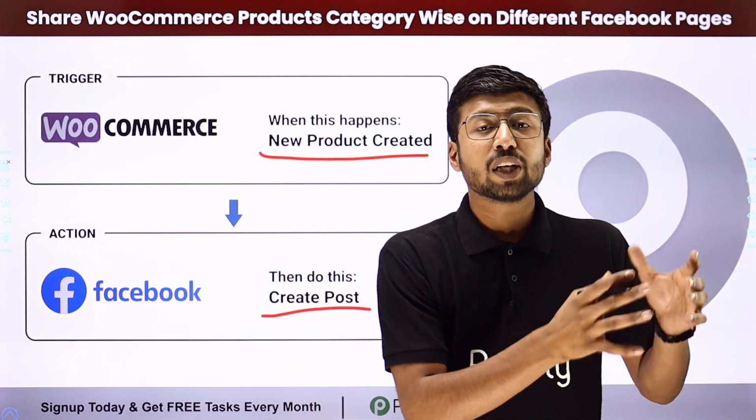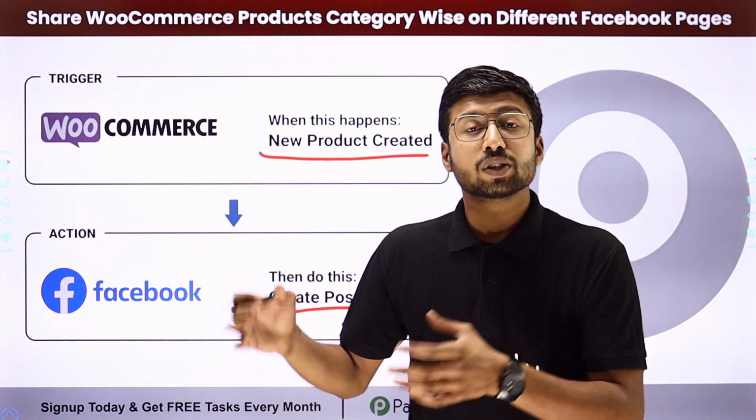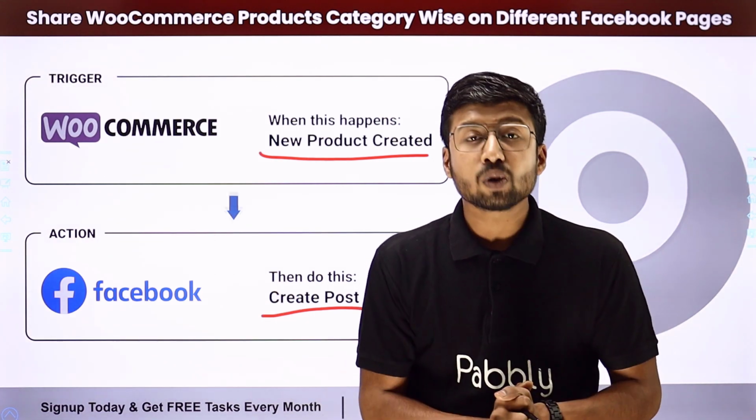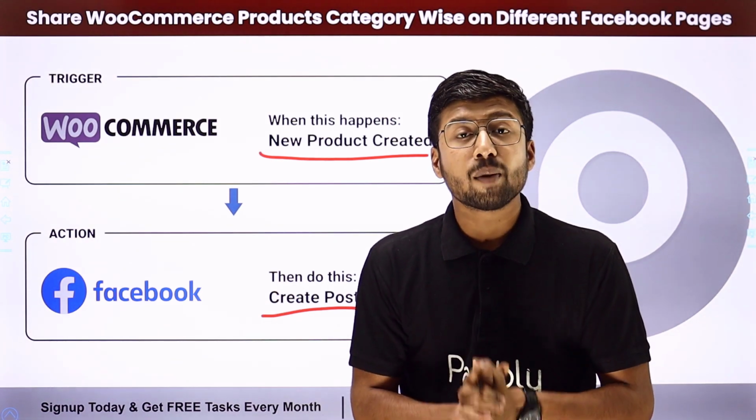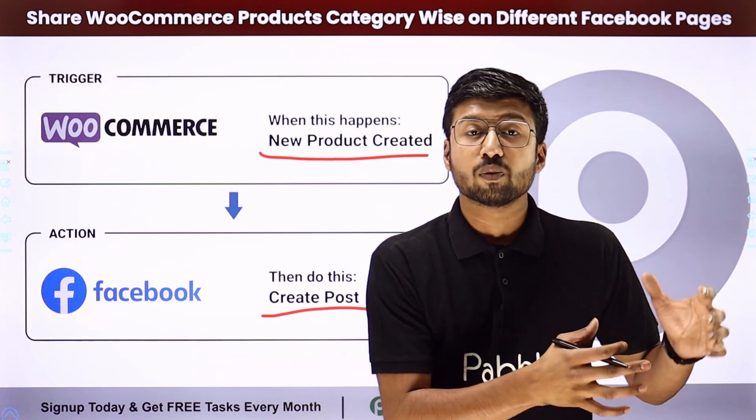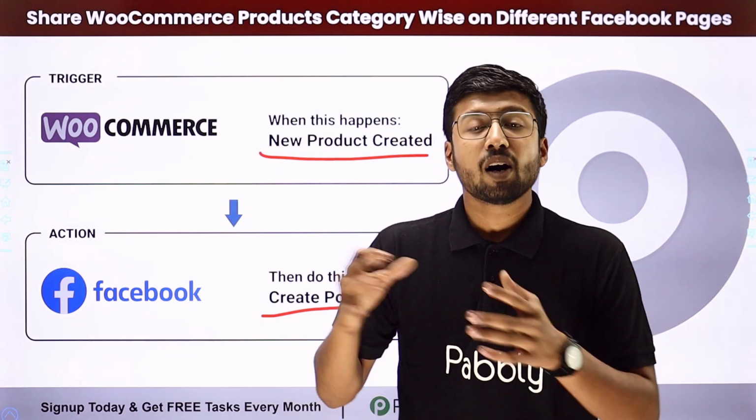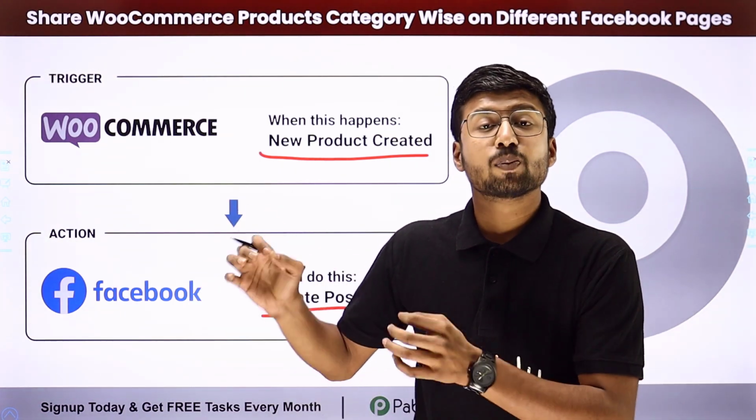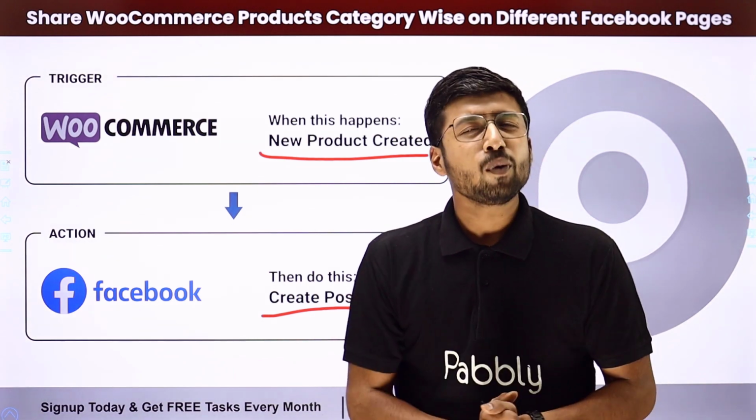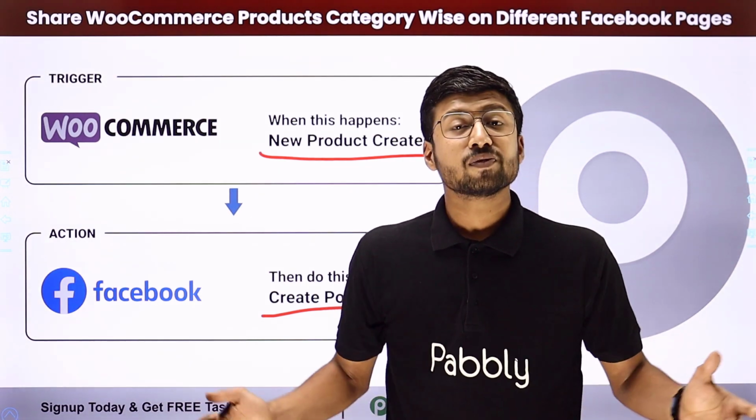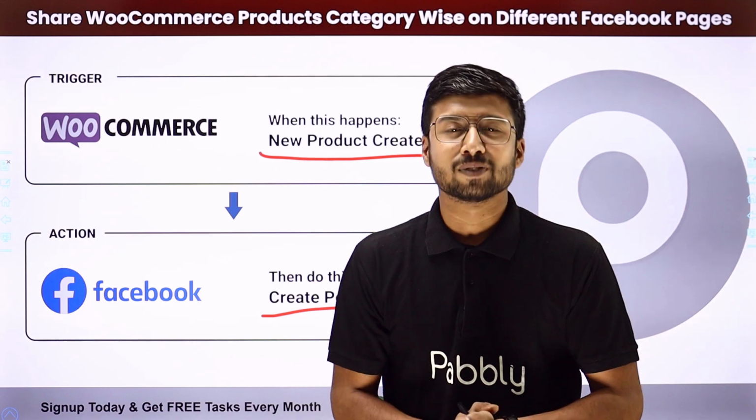If I have a Facebook page for sports and I have a category of sports in WooCommerce as well, then using this automation, whenever I'm going to create a product in the sports category of WooCommerce, automatically a page post will be created for the sports Facebook page. So if you want to know how you can set up this automation, for that you just have to come with me to my screen.